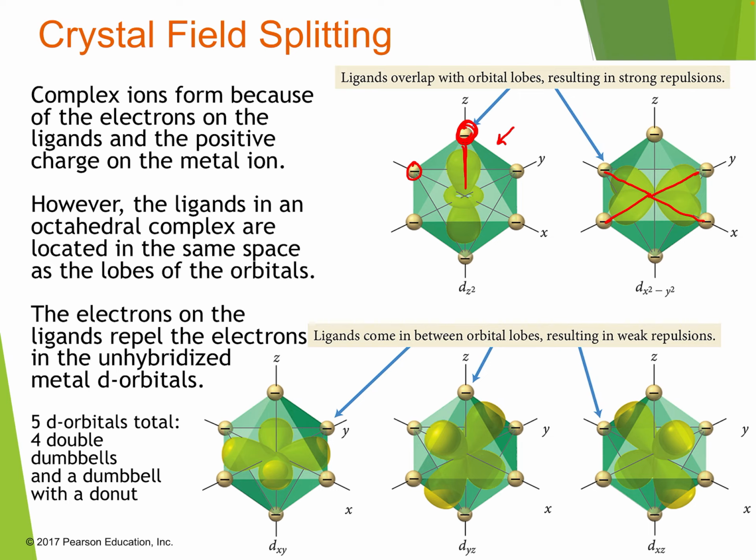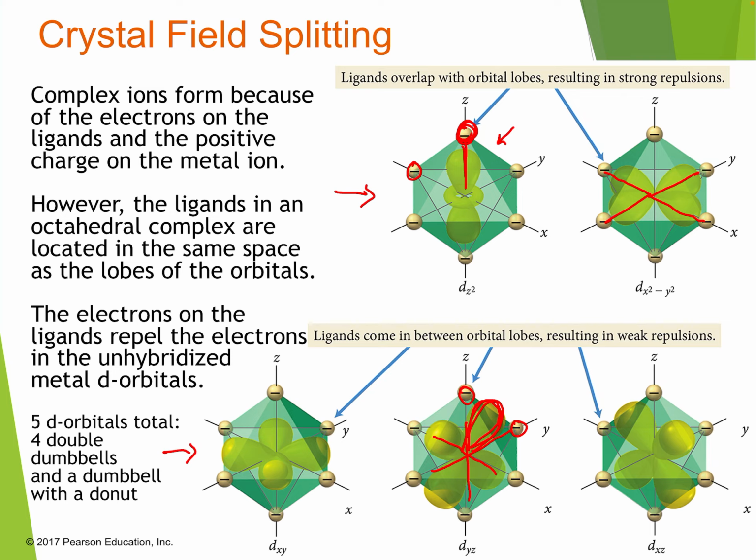The ones down at the bottom are not experiencing these same repulsions, because, let's see if I can draw it, here are our axes, and the orbitals are going in between these axes, so they're not interacting with the ligands as strongly, so we have weaker repulsions. These orbitals at the top will experience a higher energy than these orbitals because they are experiencing those repulsions. So that's what all of the words on the left are talking about there.